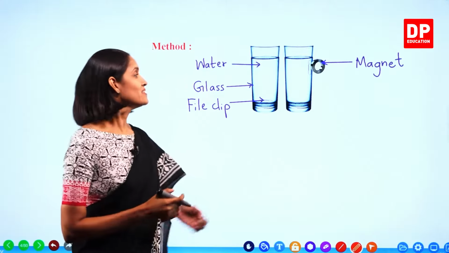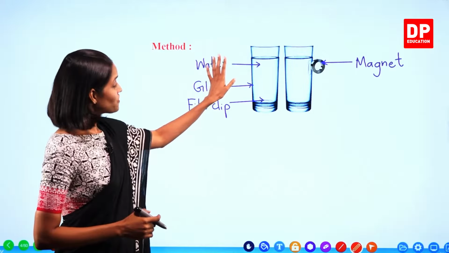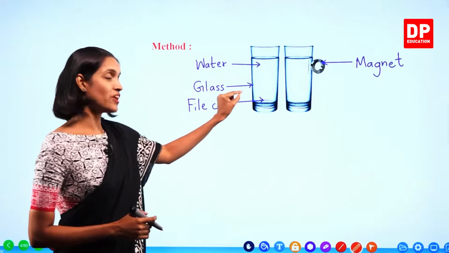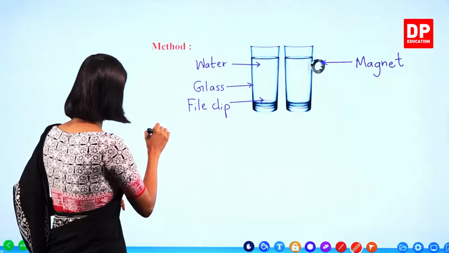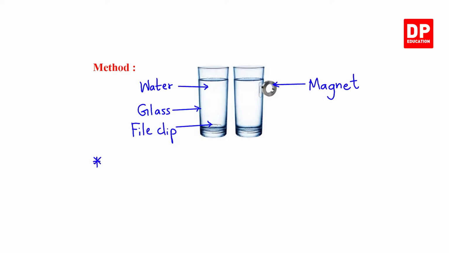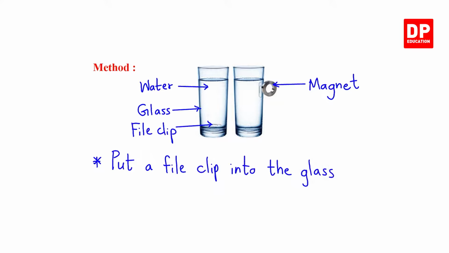Okay, children. So what is the first step? The first step is you have to put a file clip into the glass of water, right? Let's write that one. Put a file clip into the glass of water.